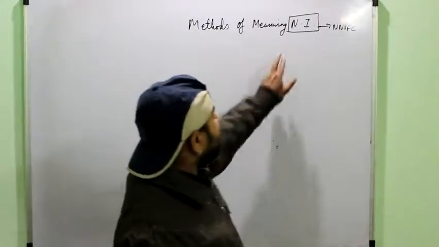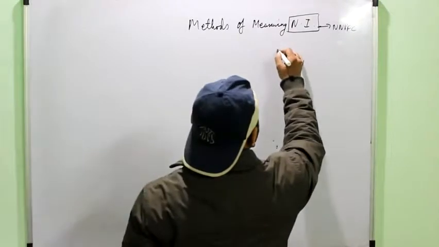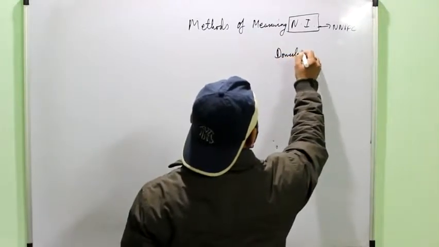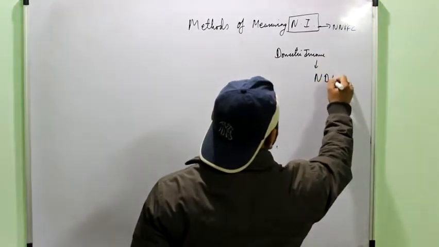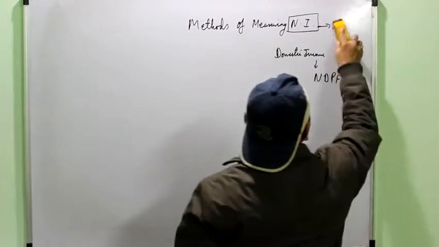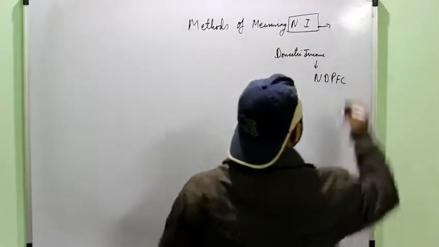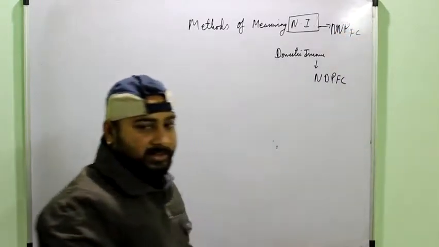So for calculating the national income, we have to find NNP at FC. Similarly, one more term you have to remember, domestic income. That is NDP FC. I'll write it more clearly. NNP FC is national income and NDP FC is domestic income.